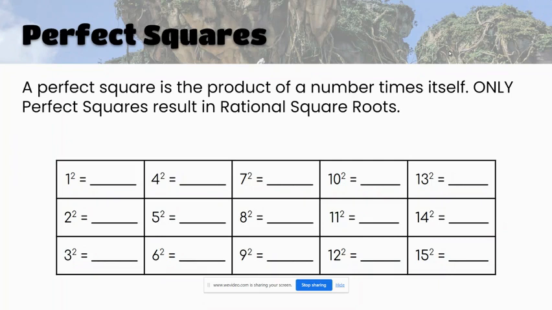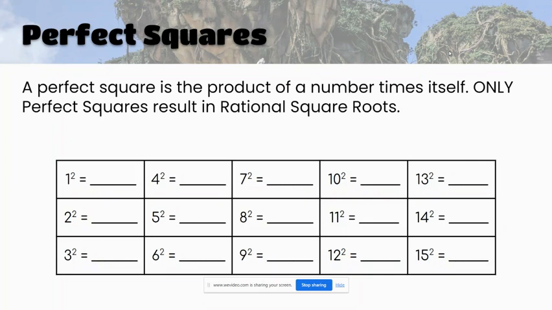Now, when I take the square root of a perfect square, they're the only ones that are going to result in rational square roots. Anytime you take the square root of any number that's not a perfect square, you're going to get irrational square roots, meaning you'll result in a decimal that's going to go on forever and never repeat. So let's fill in these perfect squares.